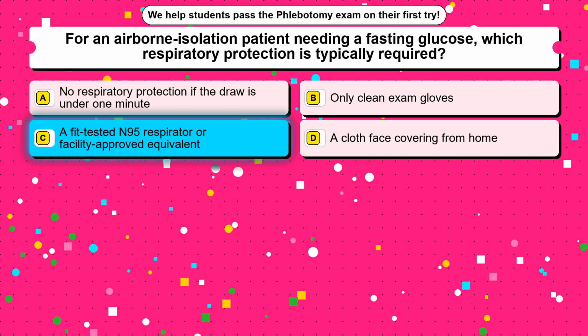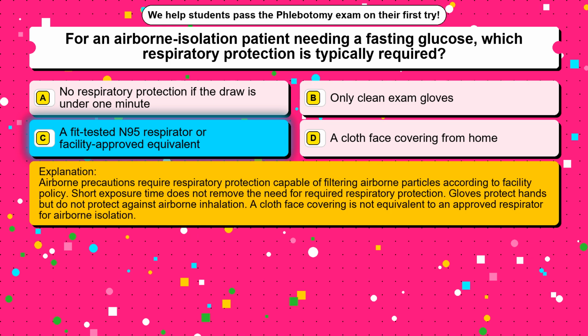A fit-tested N95 respirator or facility-approved equivalent. Airborne precautions require respiratory protection capable of filtering airborne particles according to facility policy. Short exposure time does not remove the need for required respiratory protection. Gloves protect hands but do not protect against airborne inhalation. A cloth face covering is not equivalent to an approved respirator for airborne isolation.